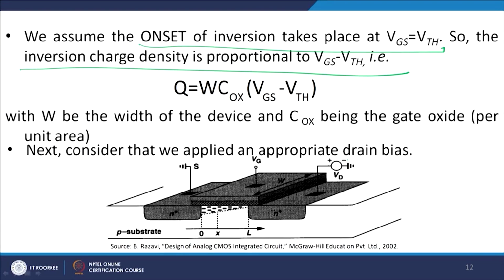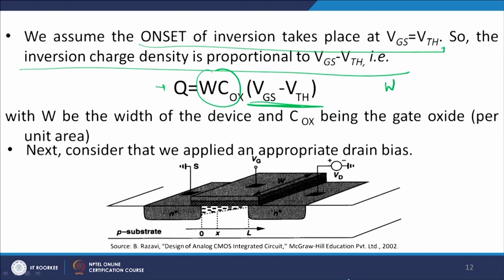So what we do is, at the onset of inversion, VGS equals VTH, but as the student proceeds further, he sees that the total inversion charge density is directly proportional to VGS minus VTH. If that value is larger, you will get more charge. Therefore we can say the charge Q is basically W into Cox into VGS minus VTH, and this is the charge there. W is the width and Cox is the gate oxide capacitance per unit area.